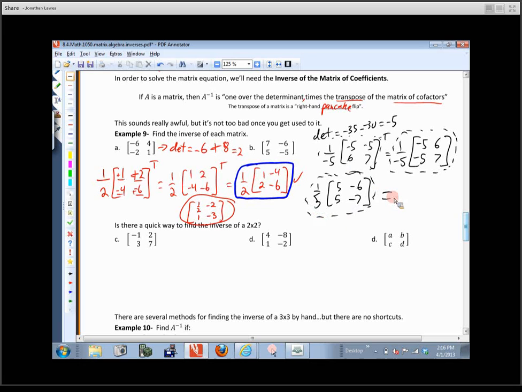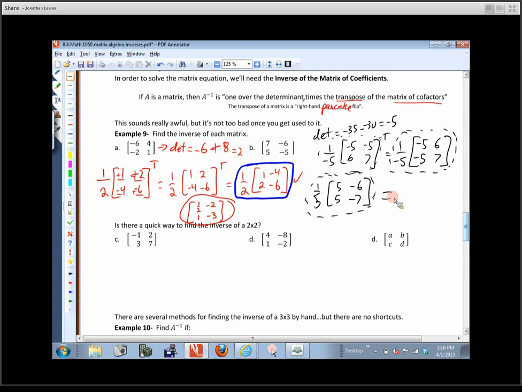If they said, tell me what the inverse is, you'd want to distribute that through. So that's going to be 1, negative 6/5, 1, and negative 7/5. So if somebody said, hey, tell me what the inverse is, this is the one that you'd want to tell them. That's what you'd want to give them. Okay? All right. Any questions?